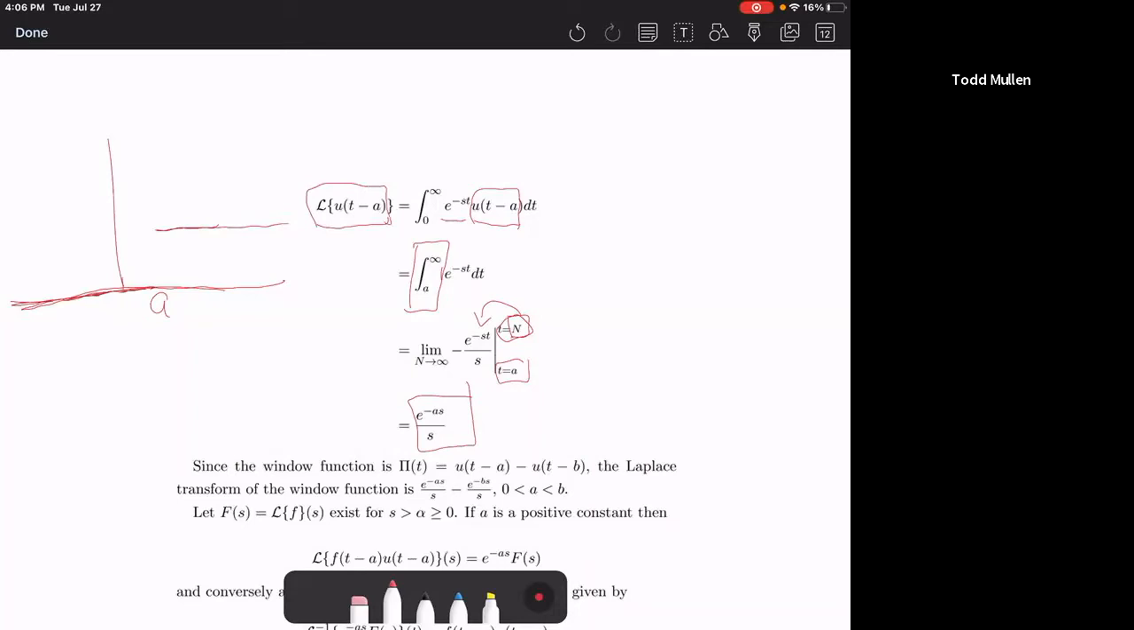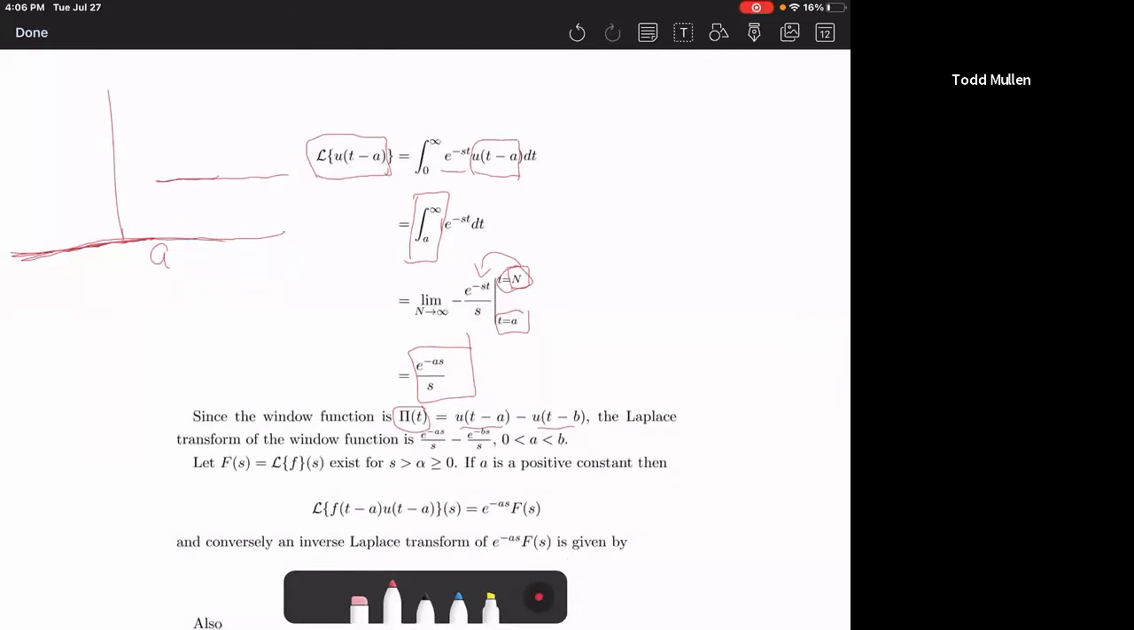Since the window function is capital pi equals u of t minus a minus u of t minus b, and we know that Laplace transforms are linear, we can say that the Laplace transform of the window function is e to the negative as over s minus e to the negative bs over s, as long as a is some value less than b.